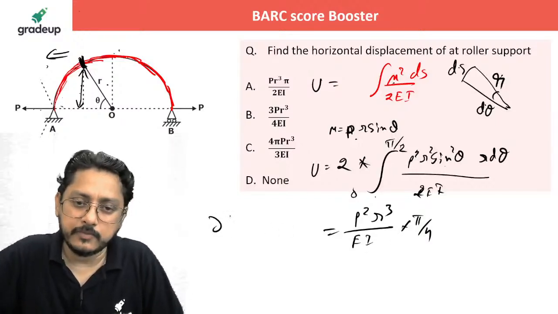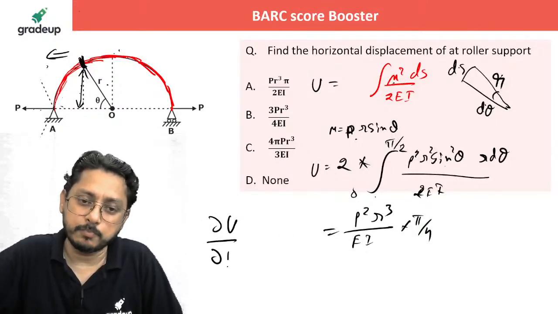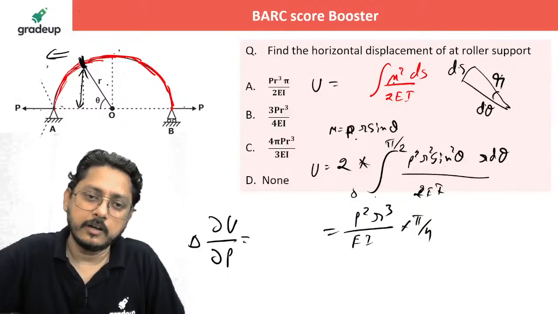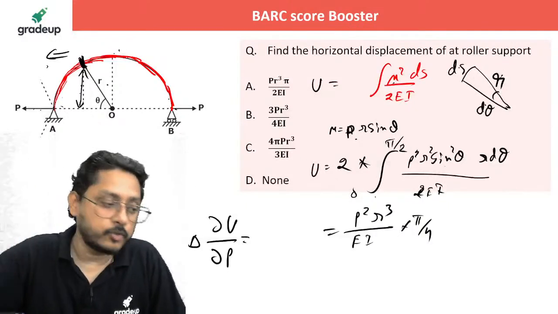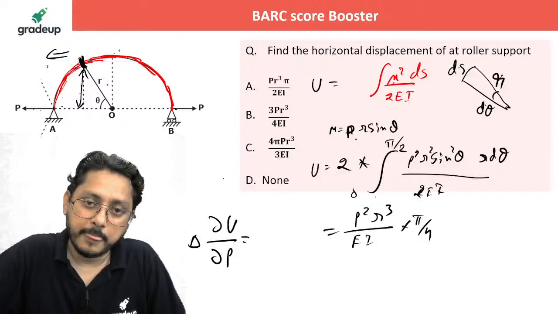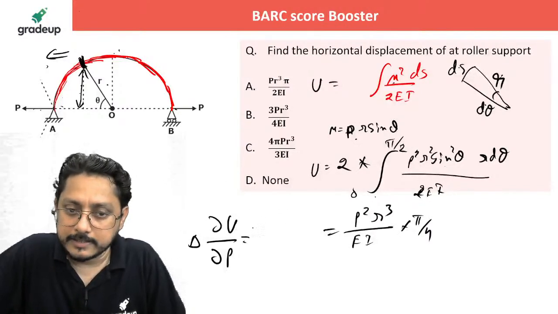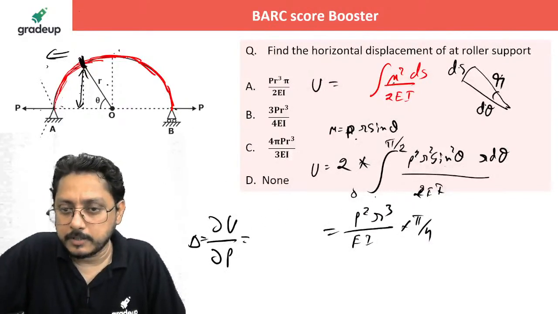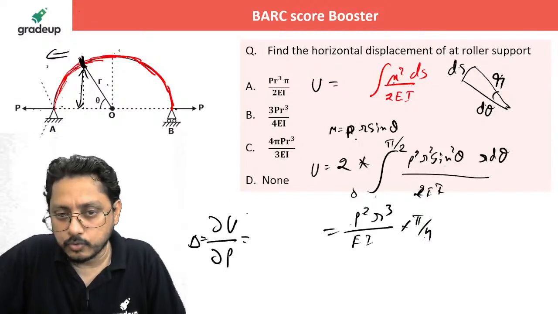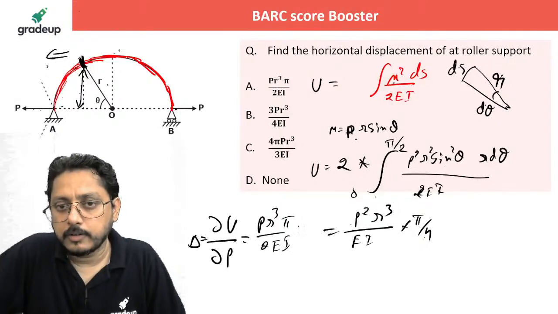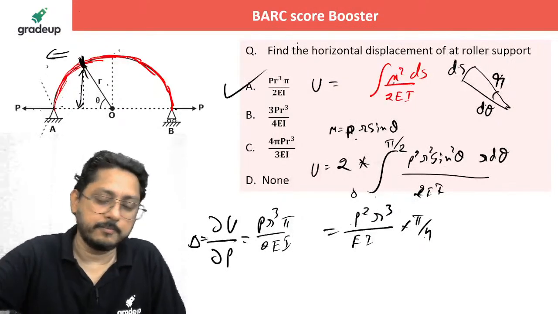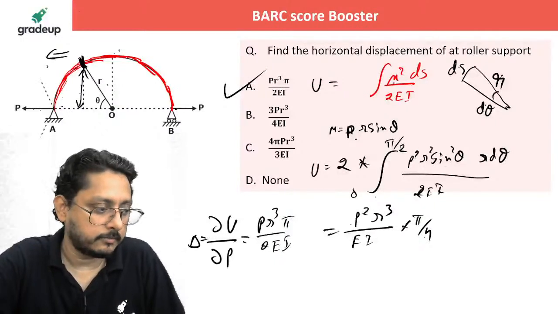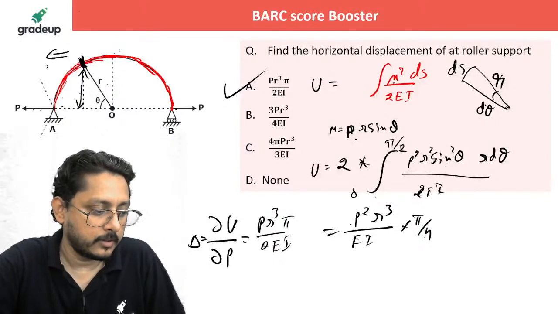Then partially differentiate your strain energy with respect to P, and you will get the deflection in the direction of the application of the load. Do that, and the delta will become, see, 2P and the 2 will get cancelled. So finally you will get P R cube pi by 2EI. That's all. So it is the first option. The first option is the correct one. Did you get that?